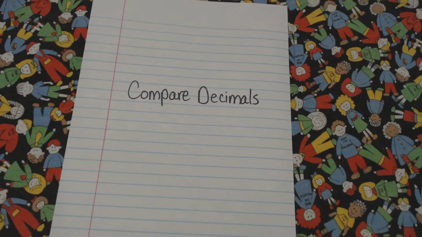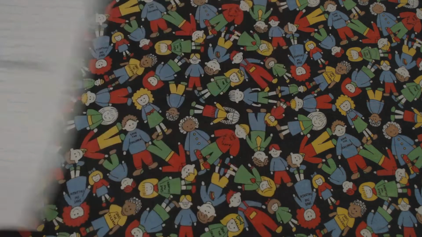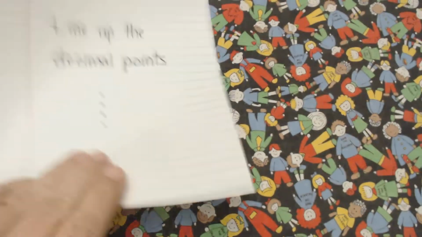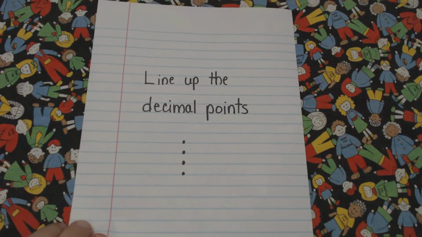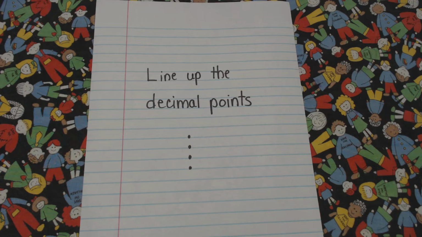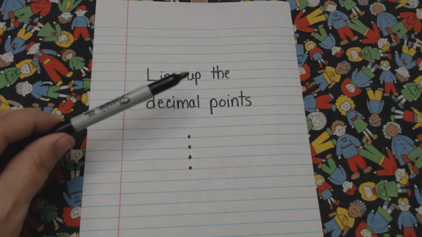Compare decimals. The first thing we want to do when we compare decimals is to line up the decimal points. We've been talking about that the last couple lessons. Let's put this in our math notebook. Line up the decimal points.